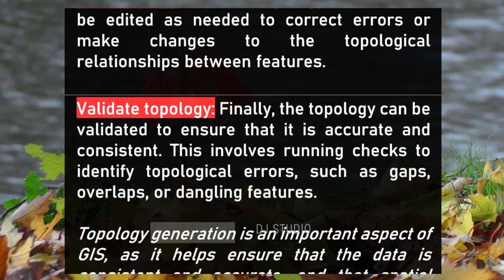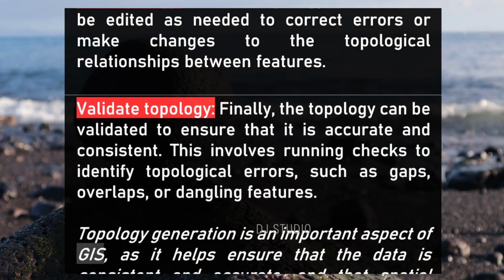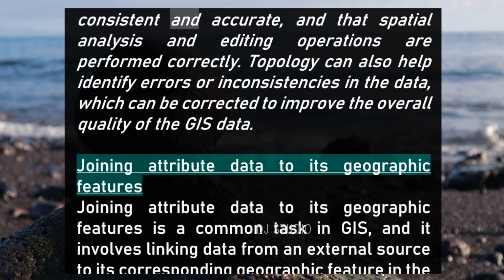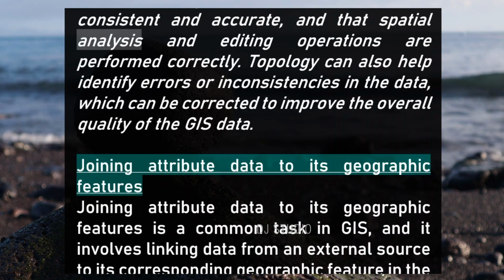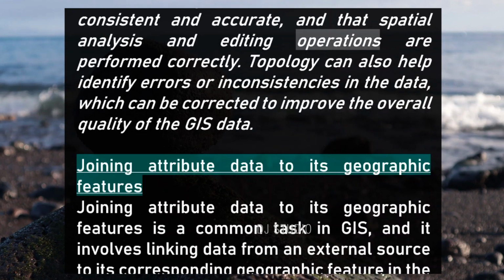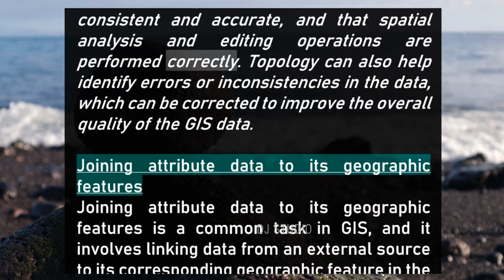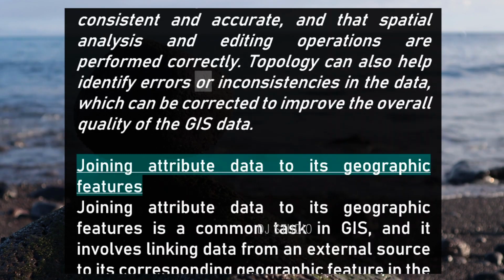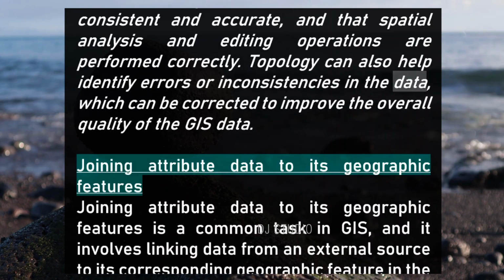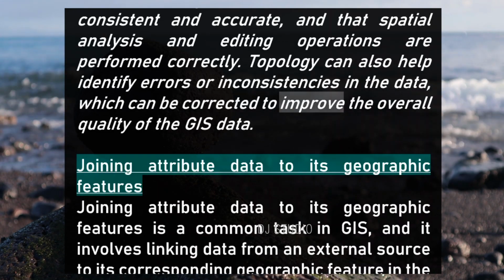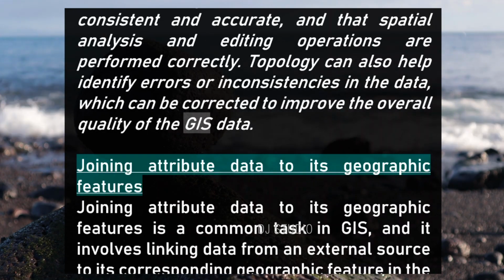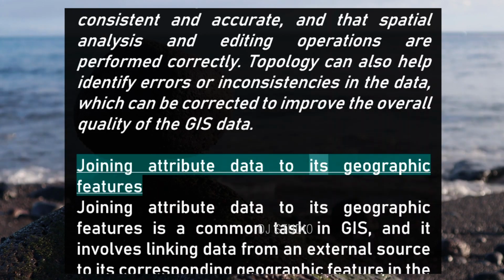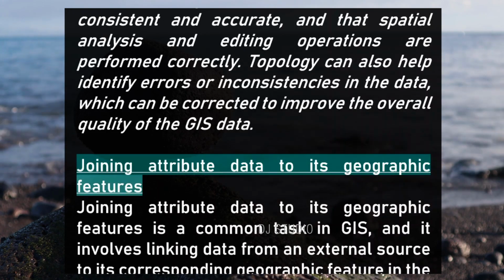Topology generation is an important aspect of GIS, as it helps ensure that the data is consistent and accurate, and that spatial analysis and editing operations are performed correctly. Topology can also help identify errors or inconsistencies in the data, which can be corrected to improve the overall quality of the GIS data. Joining attribute data to its geographic features.